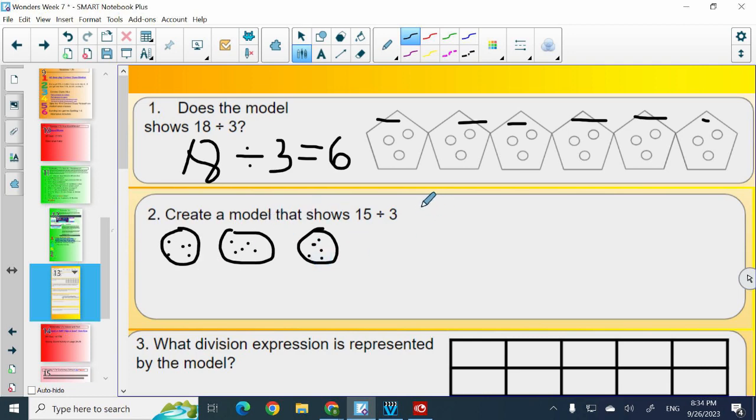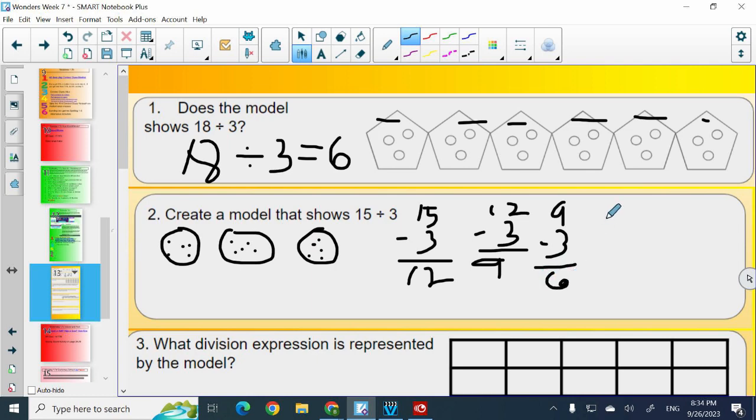Another model would be to repeat subtract, right? So 15 minus 3 is 12. 12 minus 3 is 9. 9 minus 3 is 6. 6 minus 3 is 3. And finally, 3 minus 3 is 0.